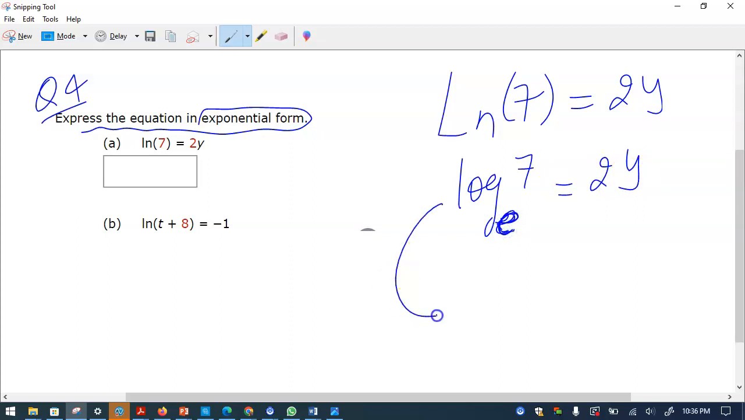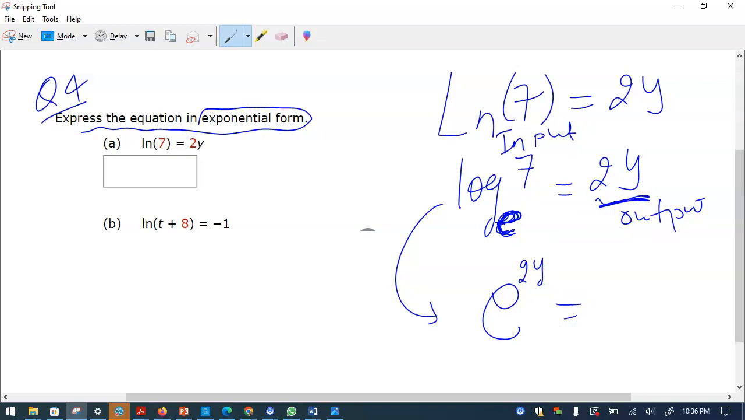To change this to the exponential form, always start with the base. So e raised to, and the output. So this is the output here, and this is the input. So this output, 2y, equals, and the input, which is right here, becomes 7. That's all it is, and you're done. So all you're supposed to write here is e raised to 2y equals 7.